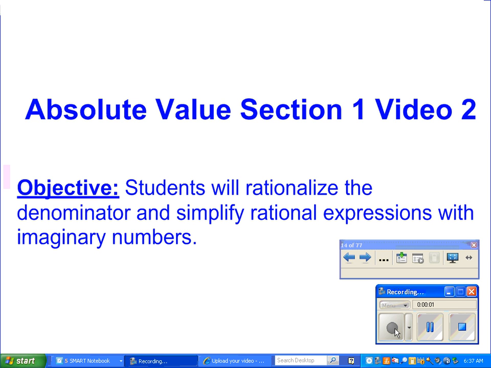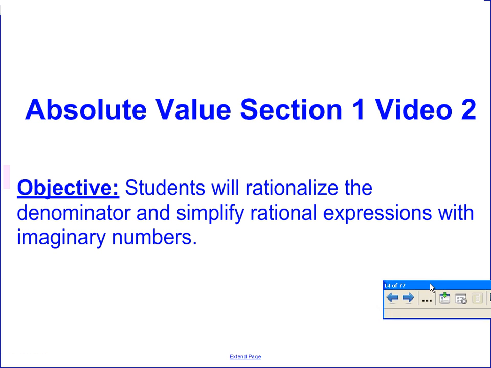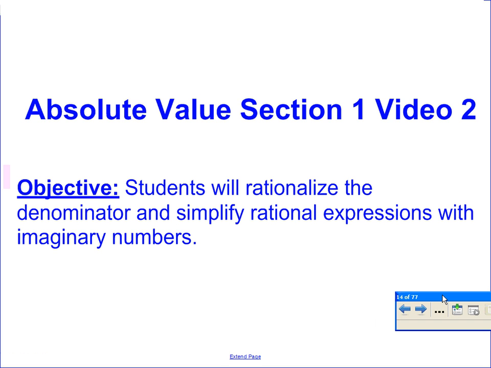Hello. Please open to page 5 in your absolute value packet. Page 5 in your absolute value packet. This is section 1, video 2, so we are finishing up the simplifying radicals expression. The objective is to rationalize the denominator and to simplify rational expressions with imaginary numbers.